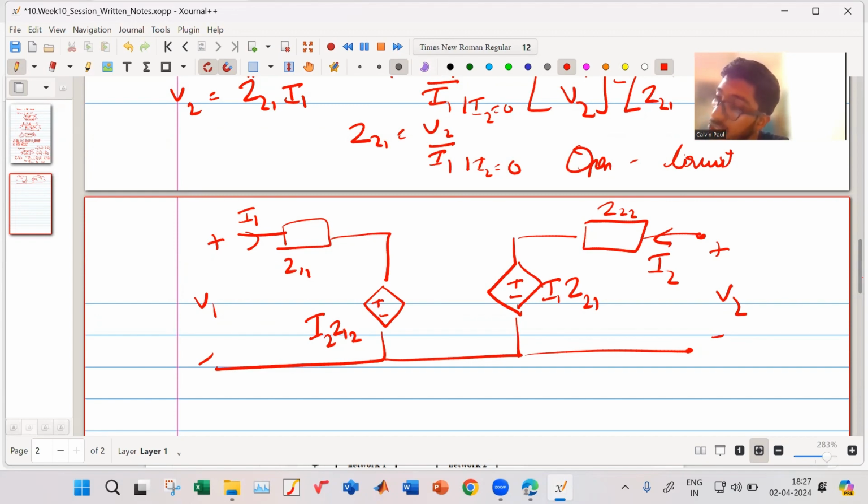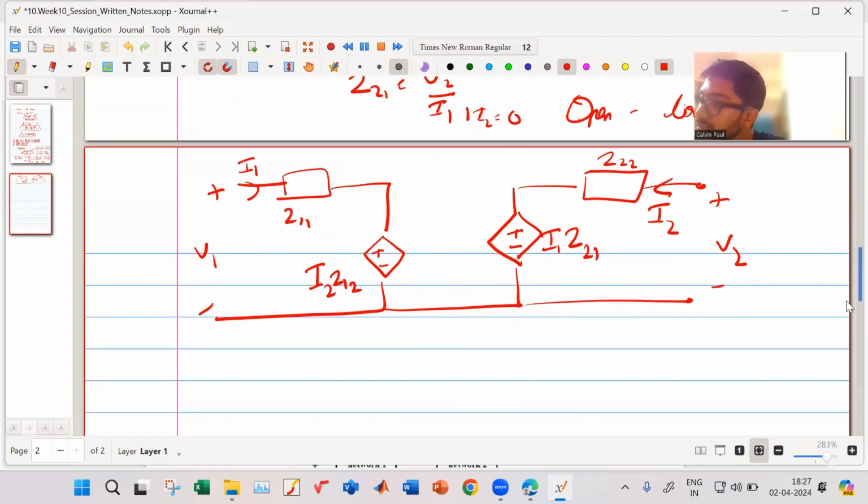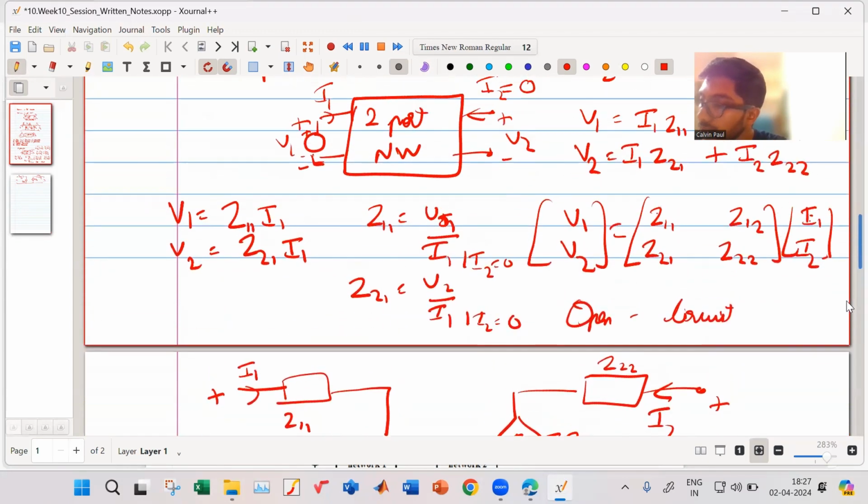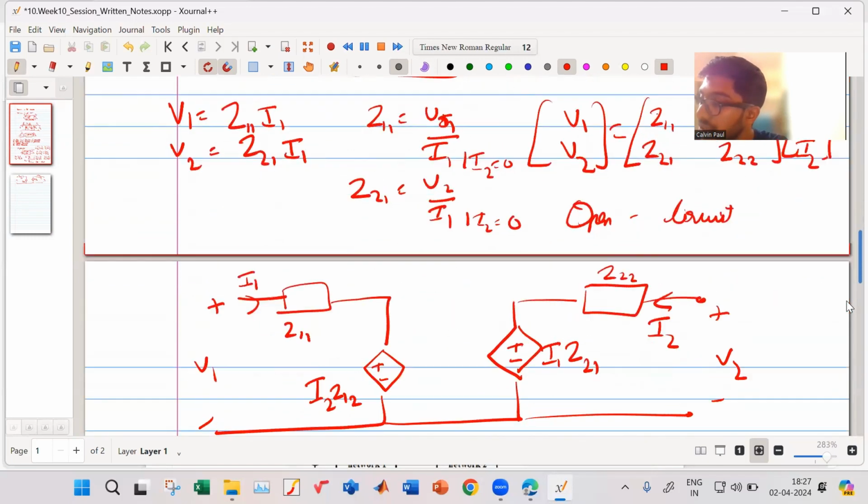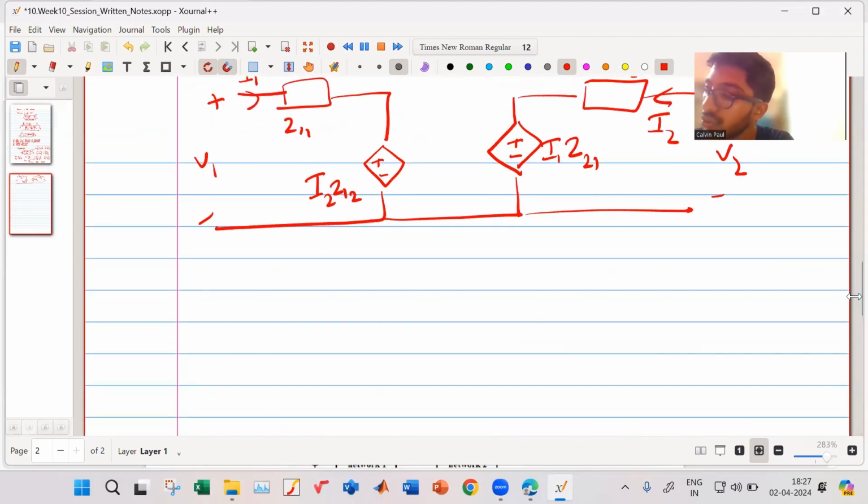It doesn't mean that there is actually one Z11, or there is actually some Z22 of this magnitude. It's just a way to represent it. So this is for open circuit parameters, or Z parameters. We will look into Y parameters, or admittance parameters.